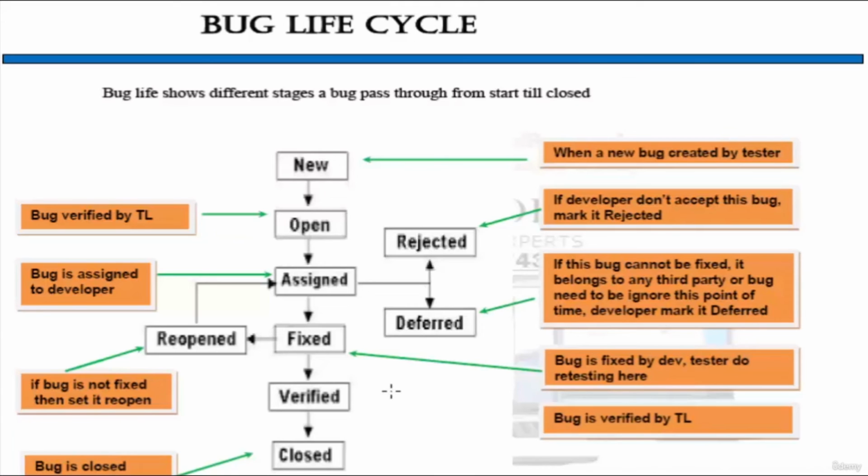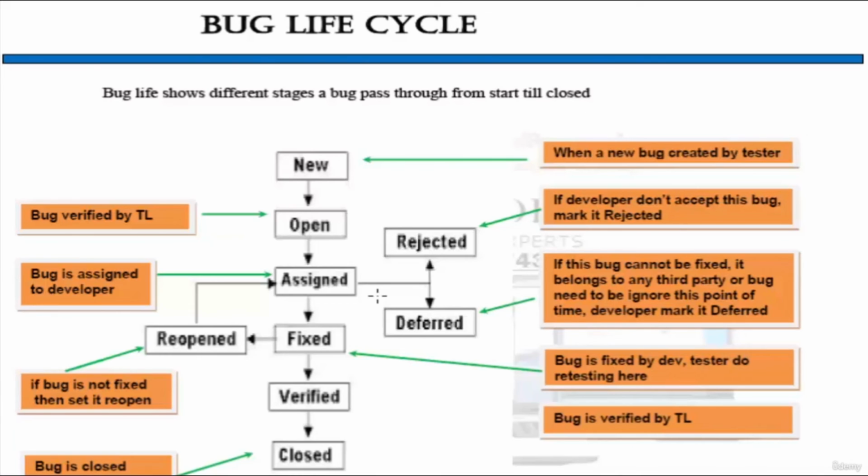Next is deferred. What will you do if the developer deferred your bug? If the developer deferred my bug, I cannot do anything, because if the developer deferred that bug, it means the developer accepted it's a bug, but is not going to fix it. So whenever the developer defers any bug, he or she will put comments on the bug. If we are using any bug reporting tool, we will have a comment section. Whenever he is deferring, he will put the comments over there. So as a tester, I can just go and check the comments.